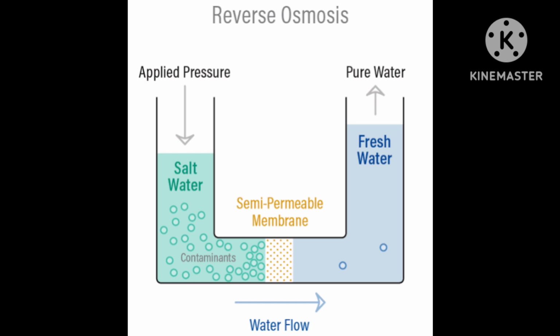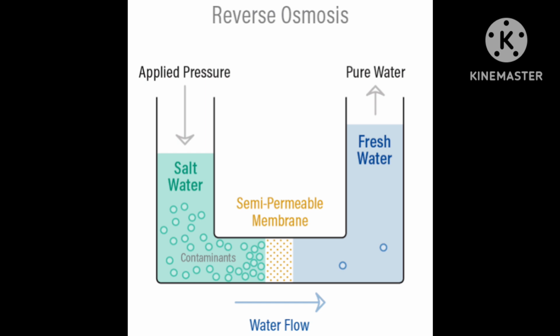The same thing is happening here. One side is salty water, the other side is pure water, and in the middle is a semi-permeable membrane. Then on the solution side, the salty water side, there is less vapor pressure, and on the pure water side there is more vapor pressure. That's why water molecules from the pure water side are coming to the solution side, and this continues until the pressure on both sides becomes equal.